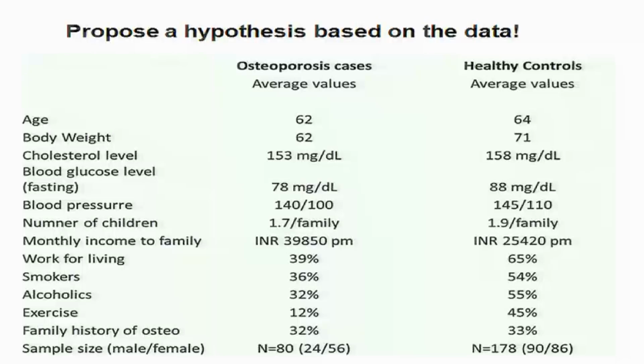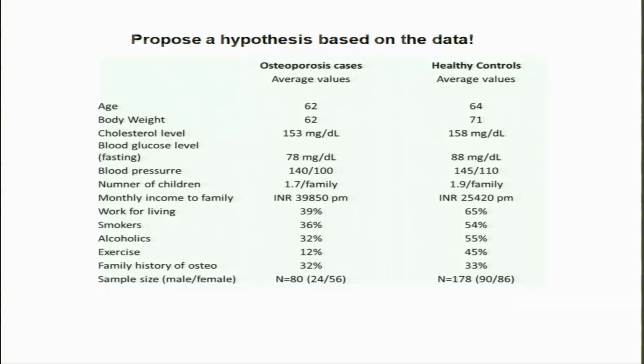Now, I am moving into a different problem in developing a hypothesis. These are again random data that I use in the classroom to explain how effectively you can develop a hypothesis. And you can look at the table here. It basically looks at two groups of individuals. One is called cases, with osteoporosis, a condition in which the bone becomes brittle, and then there are healthy controls who do not have such a condition.